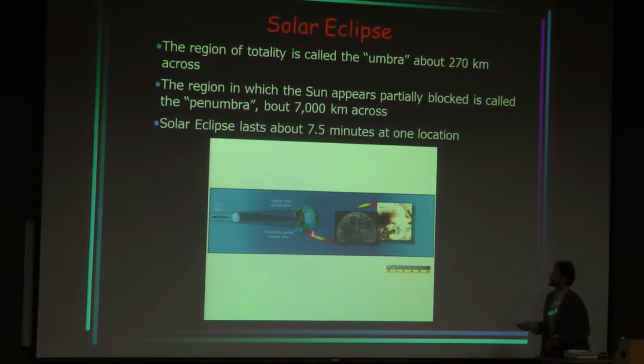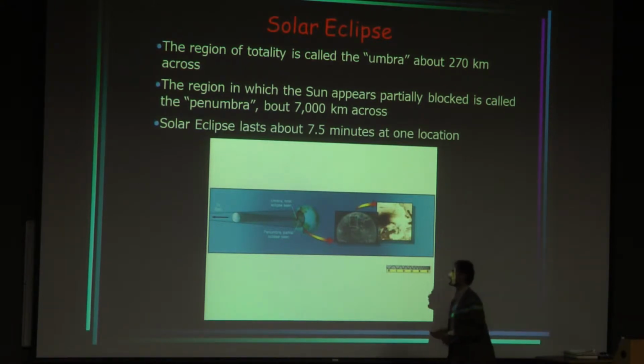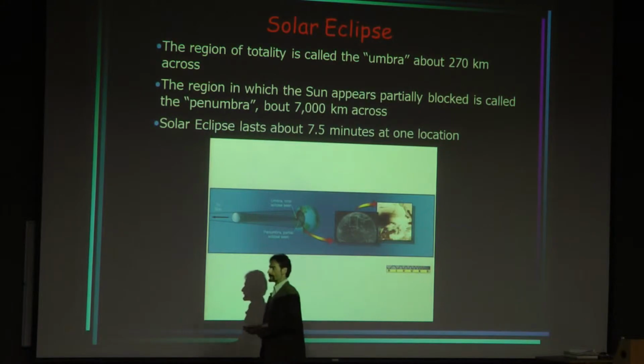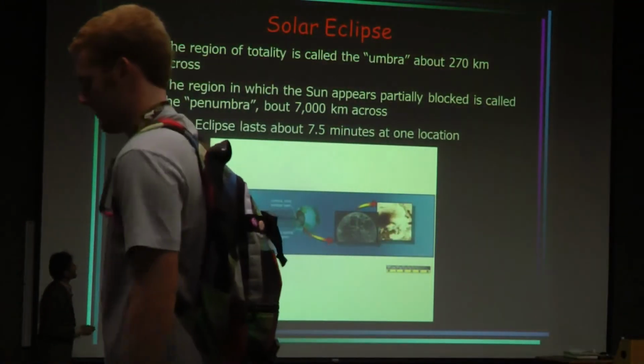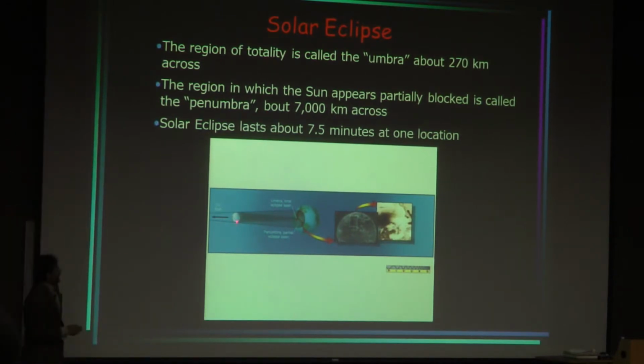We started talking about the size and shape of the different regions of the moon's shadow on the Earth during a solar eclipse. Because the moon is so much smaller than the Earth, only about 25% of Earth's radius, the shadow thrown by the moon is a pretty small shadow. It's only a few hundred kilometers across, 270 kilometers across. And that region of totality is called the umbra.